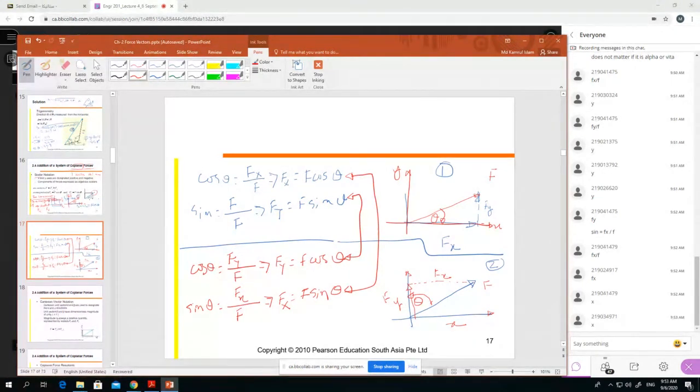So we care about the reference line and the angle. If the angle is with the reference line, aligned with it, then we write cos theta. If our angle is not aligned with the line, then we write sin theta. Now clear? Tell me.